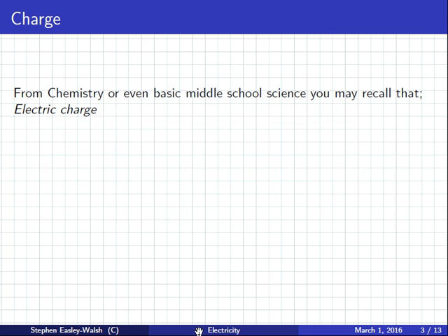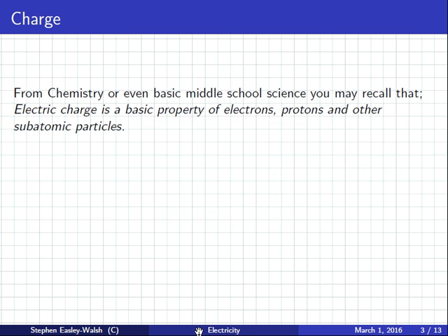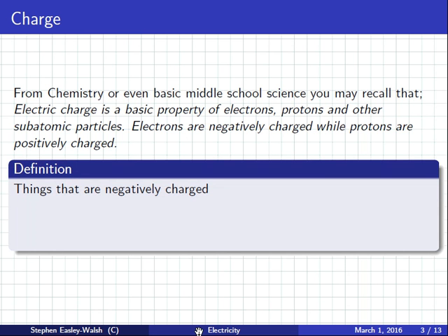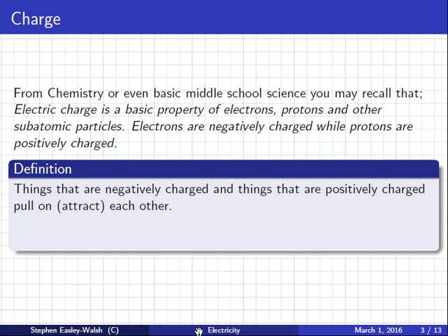Right. So from chemistry, or even just middle school, you know that you have this thing called electric charge, and it's a basic property of electrons, protons, and other particles. A proton has a positive charge, and an electron has a negative charge. I hope you remember this from chemistry. Negatively charged and positively charged things attract each other.